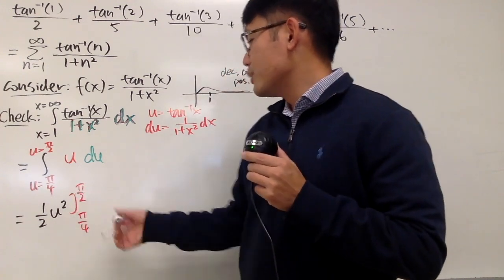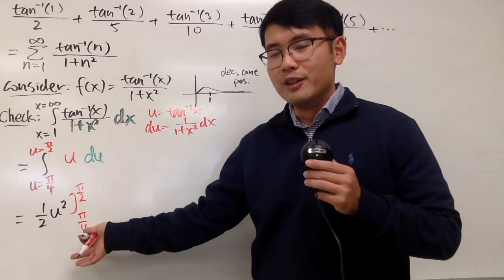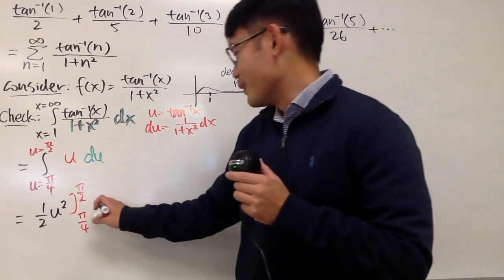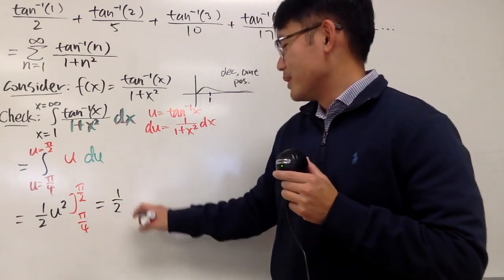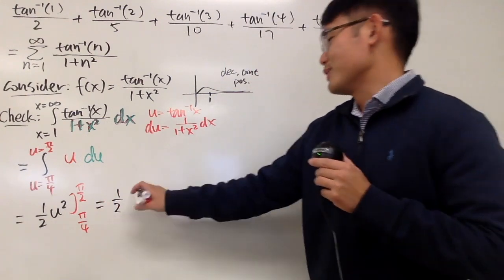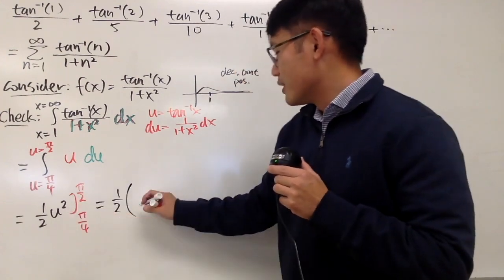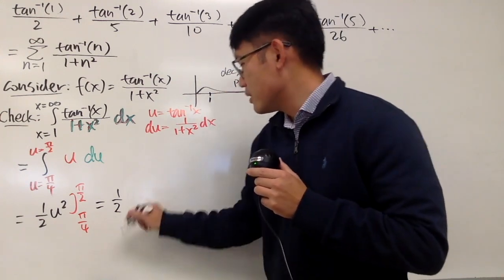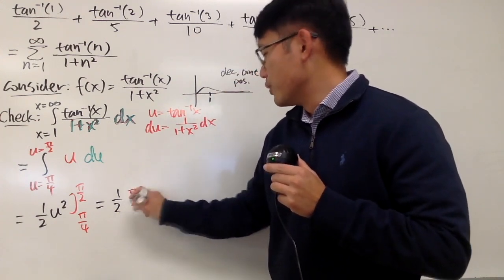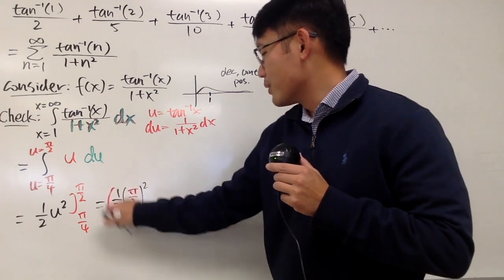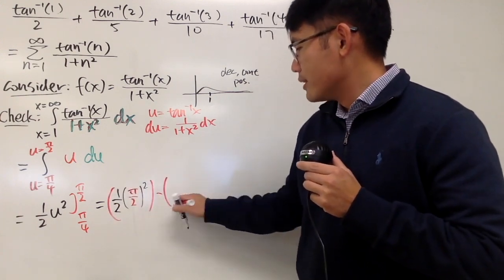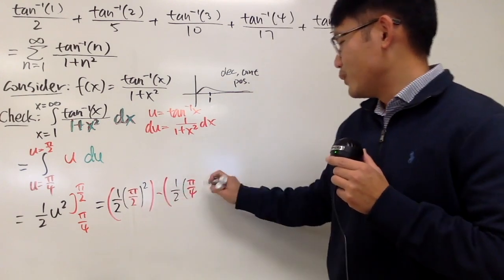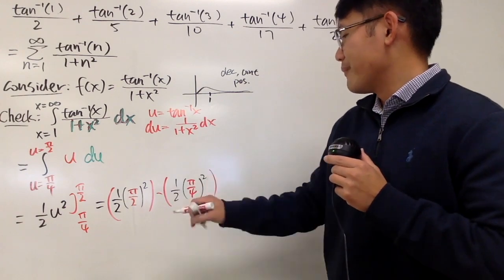But if you are not really interested in getting the value of this integral, you don't have to worry about the result. I will still write it down for you, just to be a good teacher, I would say. Anyway, put the pi over 2 here, so we have pi over 2 squared. Actually, let me just do it like this, it's easier. Pi over 2 squared, and then we are going to take this and then minus parentheses 1/2 pi over 4, and we square that.